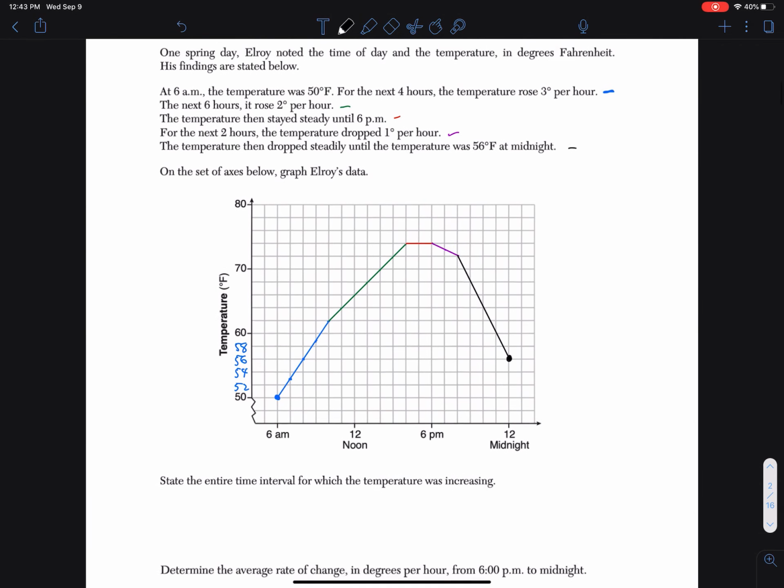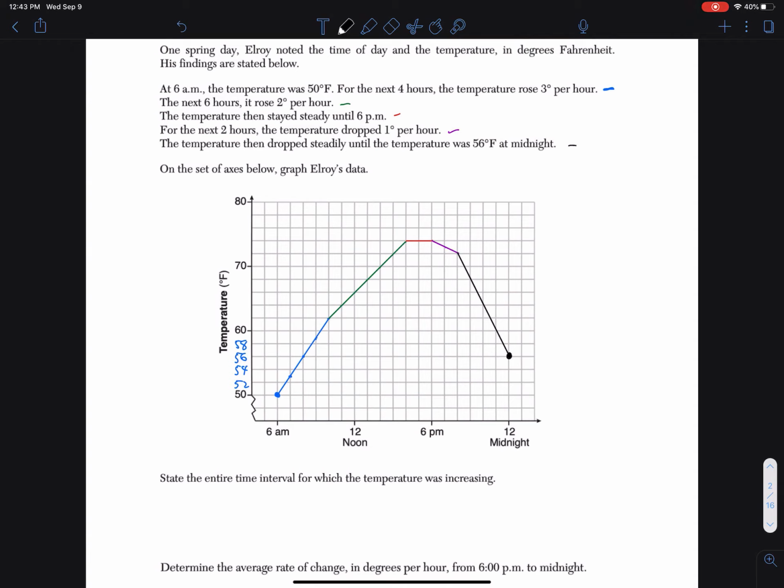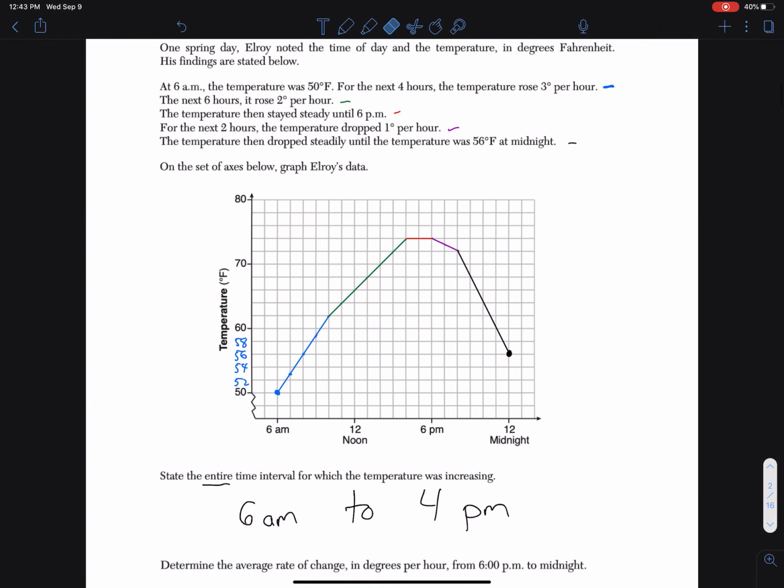So let's now state the entire time interval, so not just part of it, for which the temperature was increasing. It starts increasing at 6 a.m. So from 6 a.m. it's increasing all the way till right here, which is 4 p.m. So from 6 a.m. to 4 p.m. That is when it's increasing. The temperature is increasing because it has a positive slope.